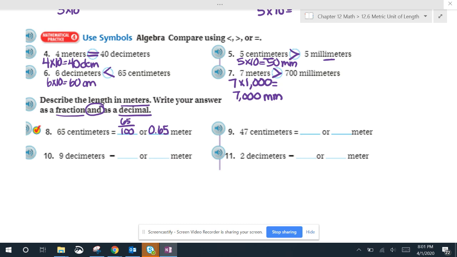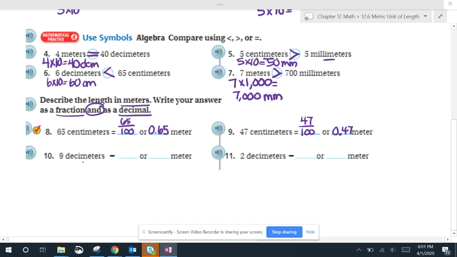Okay, welcome back. Let's look at number 9. 47 centimeters is blank meters. Well, there are 100 centimeters in a meter. So it's 47 hundredths as a fraction or 0.47 as a decimal. Notice how the decimal point is in front of the 4.